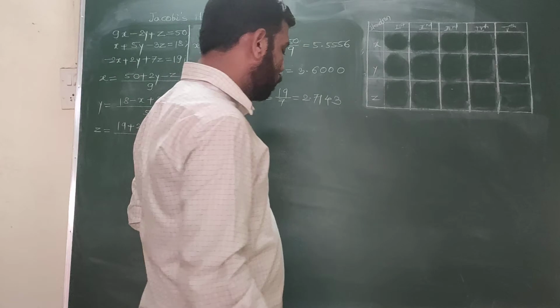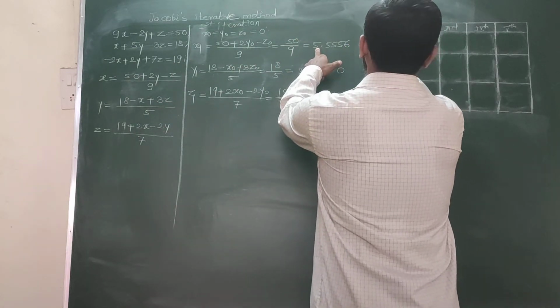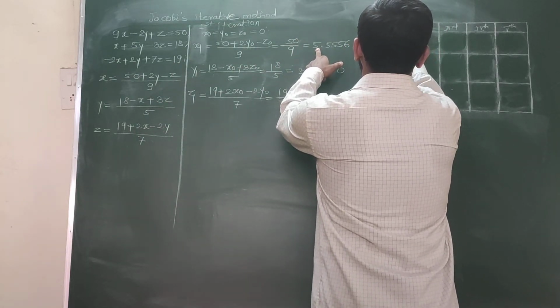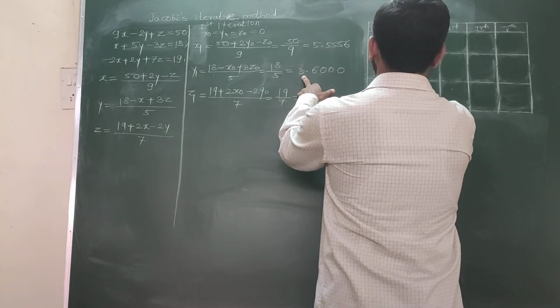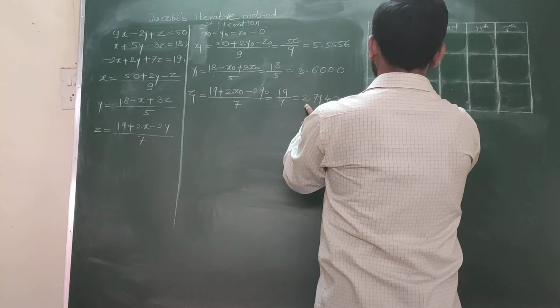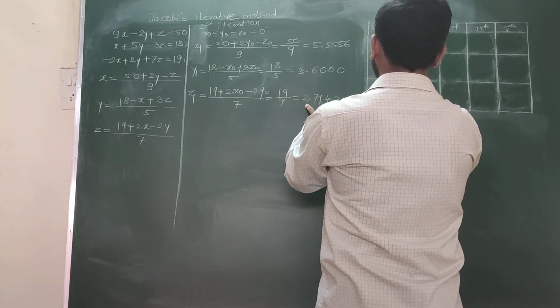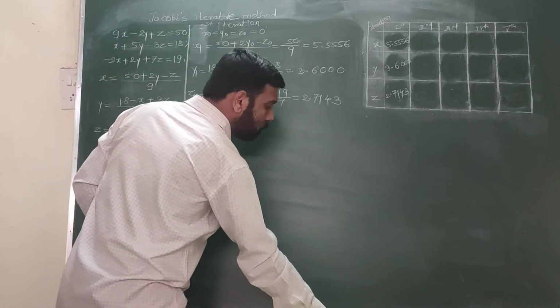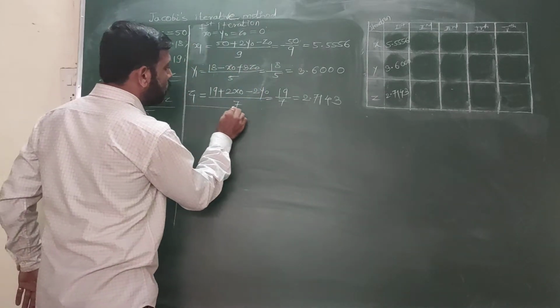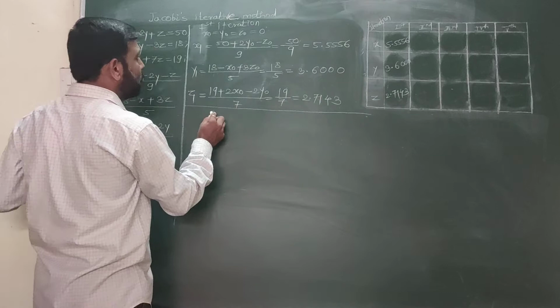Now we'll put the values in the table. First the x1 value, second the y1 value, third 2.7143. So we put the values of x, y, z in the columns. Now we'll go with the second iteration.